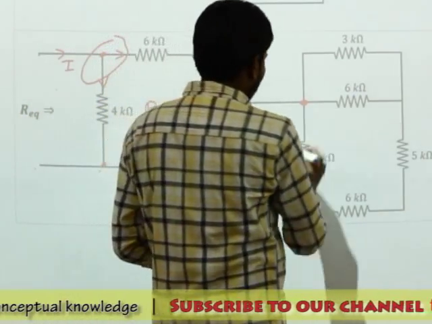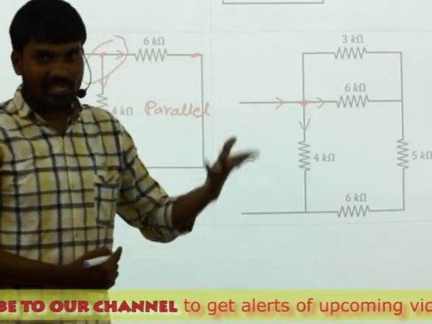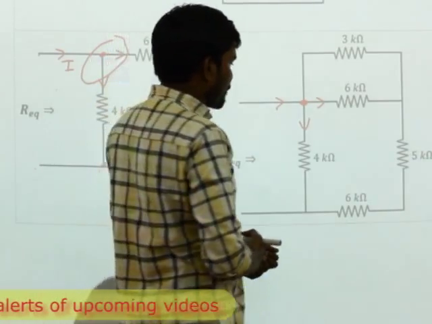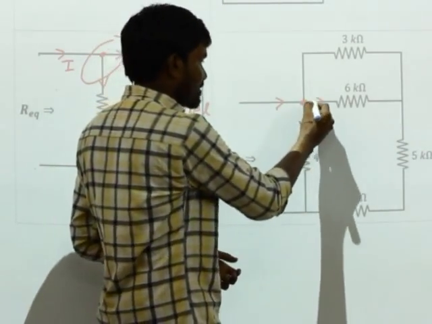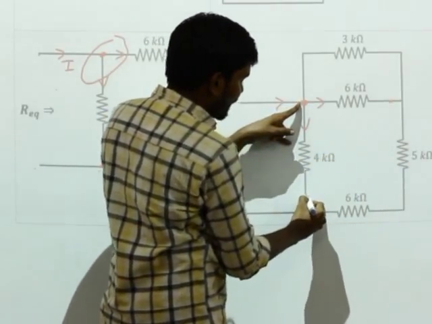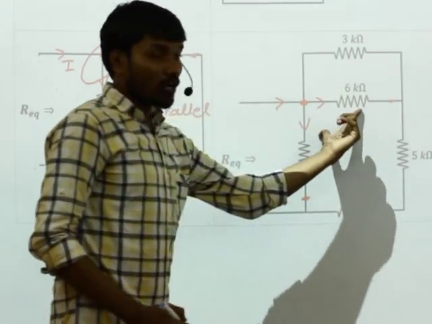Are they in parallel? Let's check. Current gets divided, so the first condition is satisfied. Let's come to the second condition. What is the second condition? The second condition is whether they are sharing the same node or not. At this point, yes, it is the same, but this element has a different point and this element has a different point. Both are not the same, so they are not in parallel.